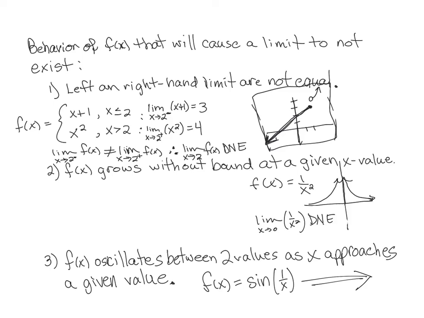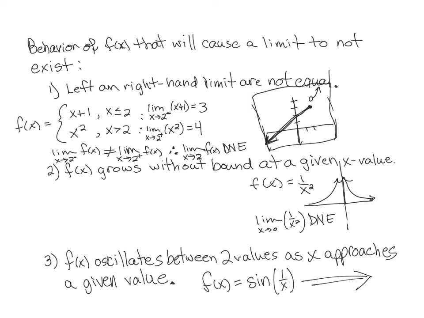All right, the second case that gives us a limit that doesn't exist is if it grows without bound, like we saw here. And I used this one because I wanted to show that it's pointing in the same direction, but they're never going to point to the same point. So the book will say that that doesn't exist.